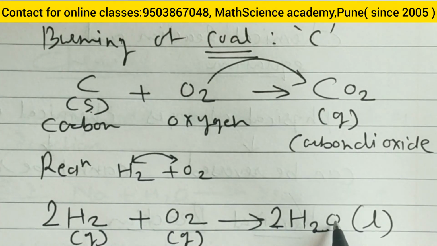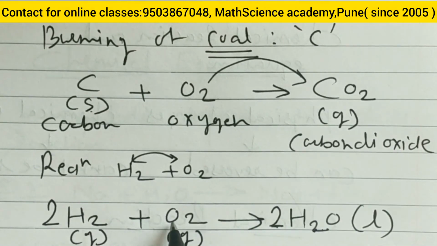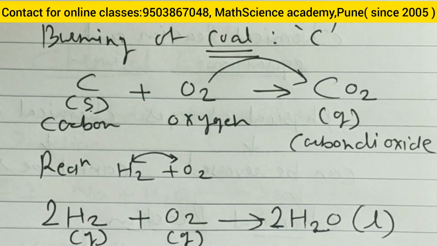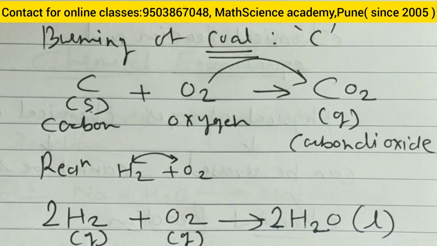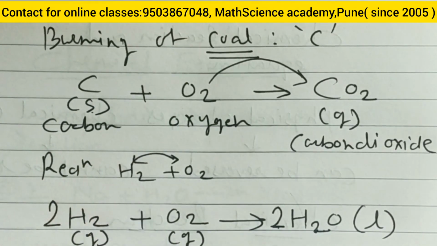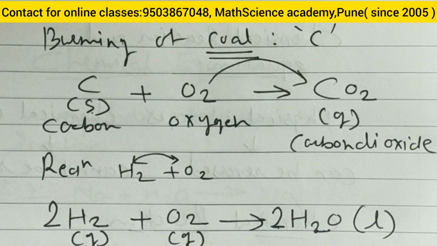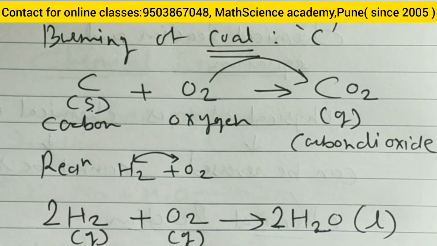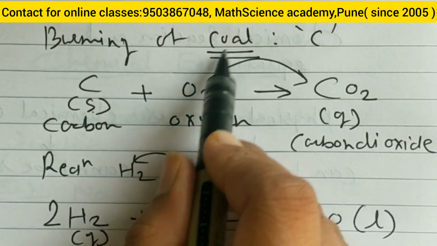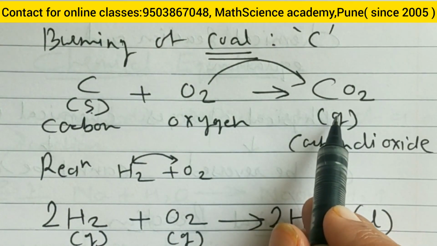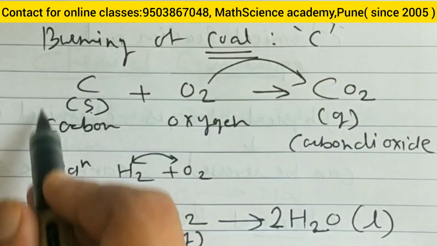And let's see about oxygens. The number of oxygens is 2 on the product side, and the number of oxygens is also 2 on the left-hand side, the reactant side. Now the reaction is balanced. So basically these two reactions are examples of combination reaction. One more example I gave you was calcium oxide and water. So all these three examples are combination reactions, and what is a combination reaction? A reaction in which two or more reactants combine together to form one new substance with entirely different properties.